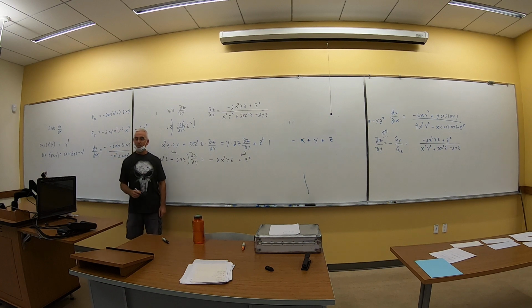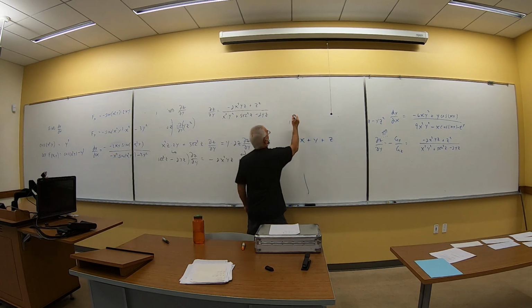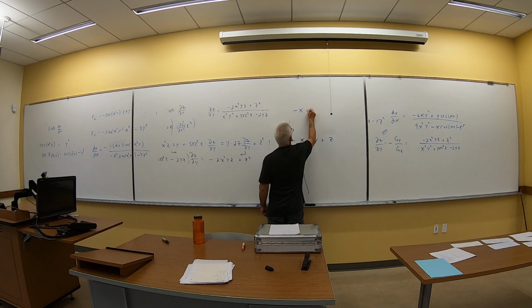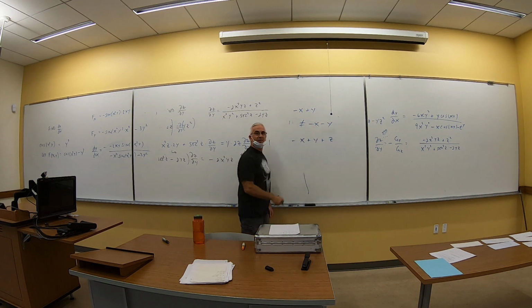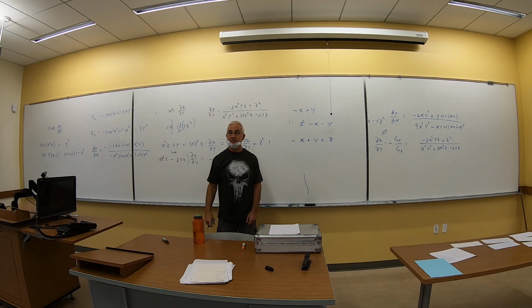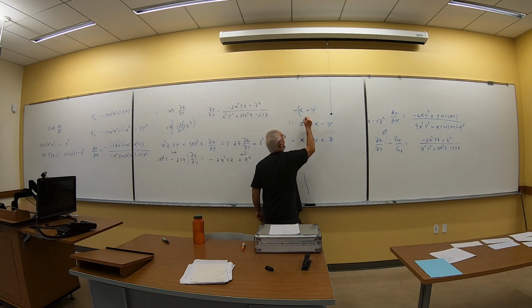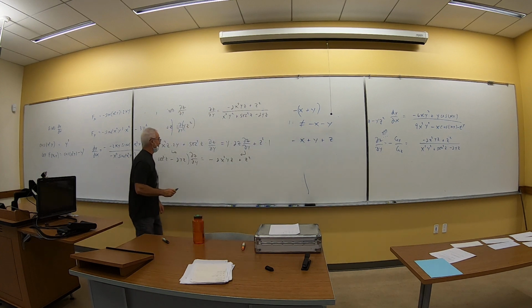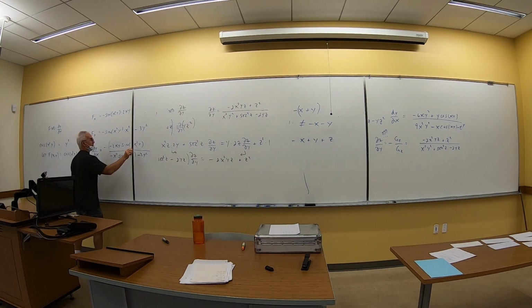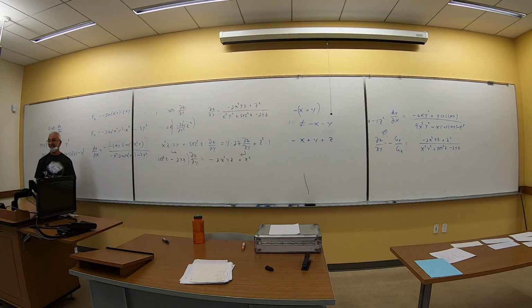It cannot apply. If I said negative x plus y, that is not negative x minus y. There's no distributing of a negative there. I'm only putting a negative in front of the first term. But if I do this, now it's this. Agreed? So if you're going to put a negative here, then you better put parentheses because it's not the same.